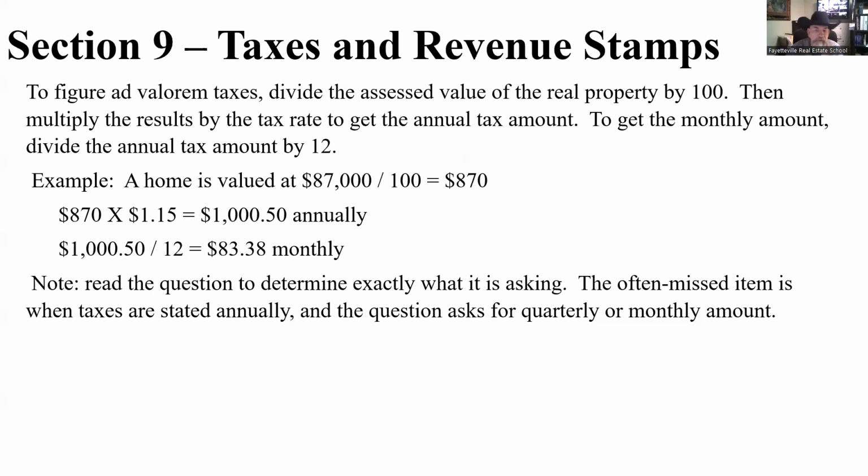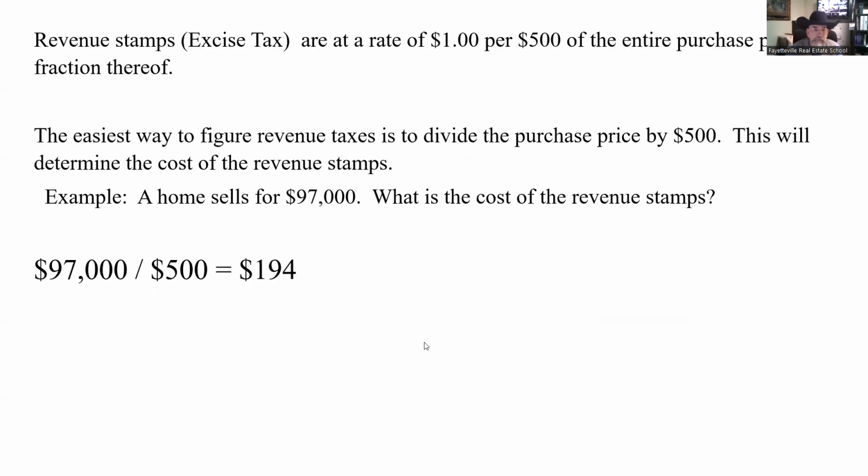So let's see the next page here. Revenue stamps. So you need to write this down in your side notes that the problem could say revenue stamps or it could say excise tax. They mean the same thing. All right. Revenue stamps and excise tax, they mean the same thing. What is the definition of revenue stamps or excise tax? It is a tax paid by the seller at closing. It is a tax paid by the seller for selling his house.